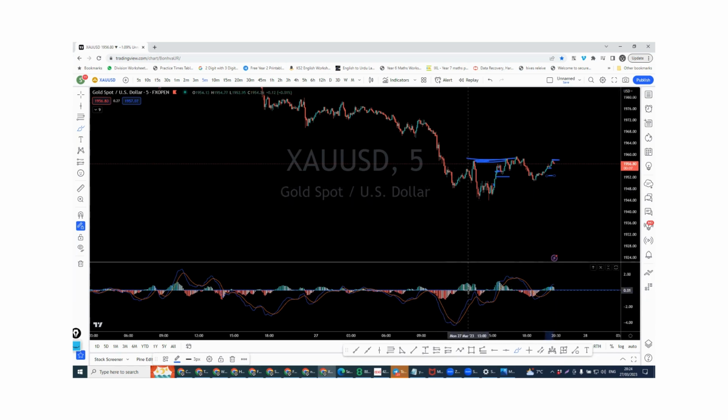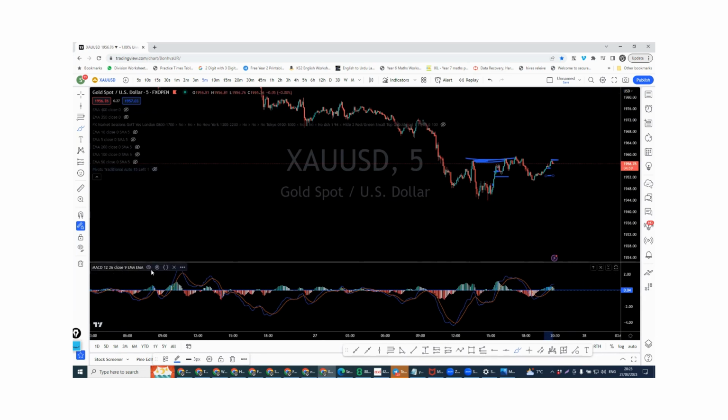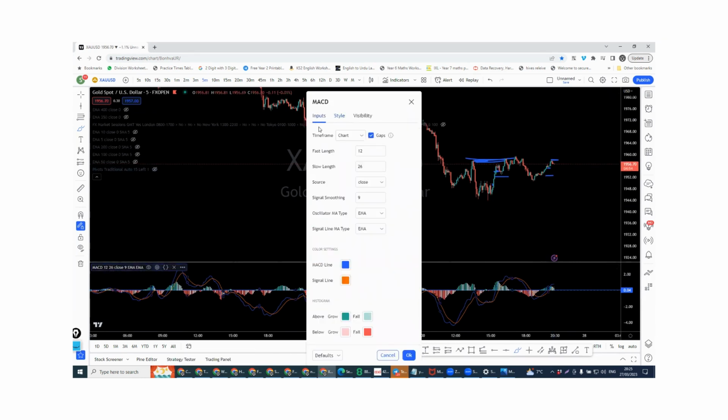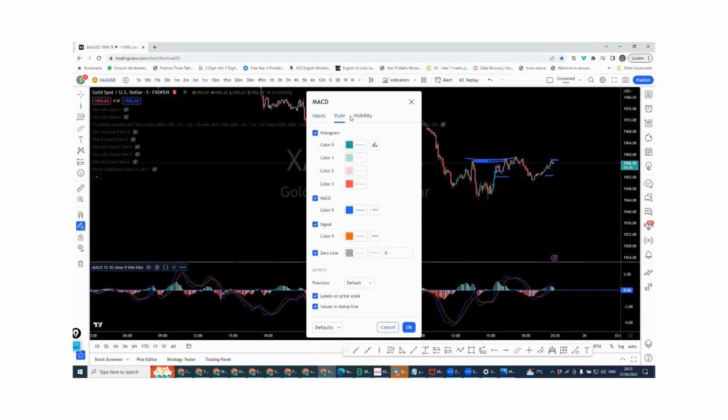So you don't need the histogram, but if you want to get rid of it, you can just go to settings. Let me show you. You go to settings and just remove the histogram, and that's it.